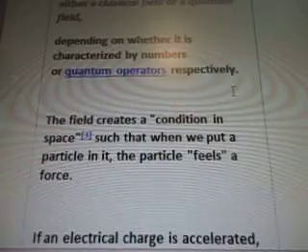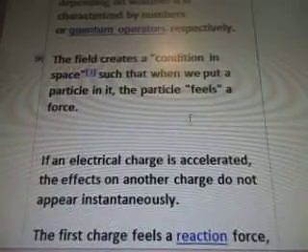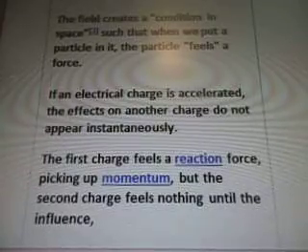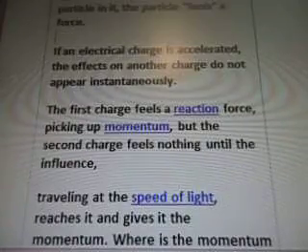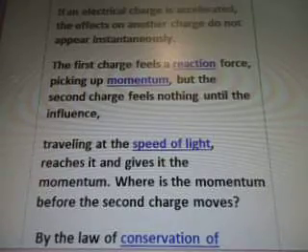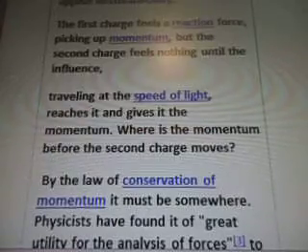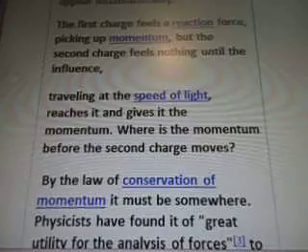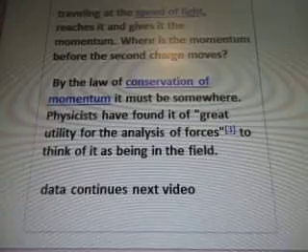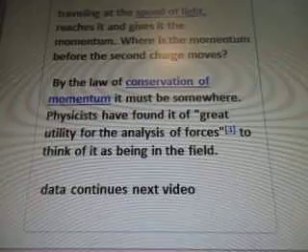The field creates a condition in space, such that when we put a particle in it, the particle feels a force. If an electrical charge is accelerated, the effects on another charge do not appear instantaneously. The first charge feels a reaction force, picking up momentum, but the second charge feels nothing until the influence, traveling at the speed of light, reaches it and gives it the momentum. Where is the momentum before the second charge moves? By the law of conservation of momentum, it must be somewhere. Physicists have found it of great utility for the analysis of forces to think of it as being in the field.